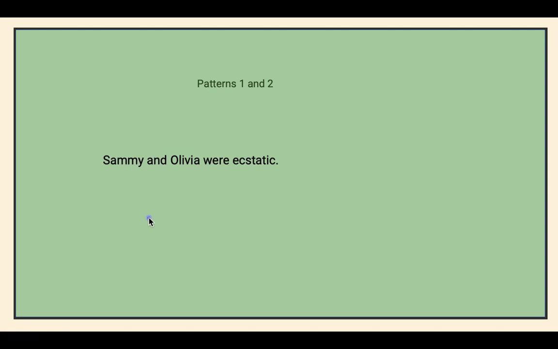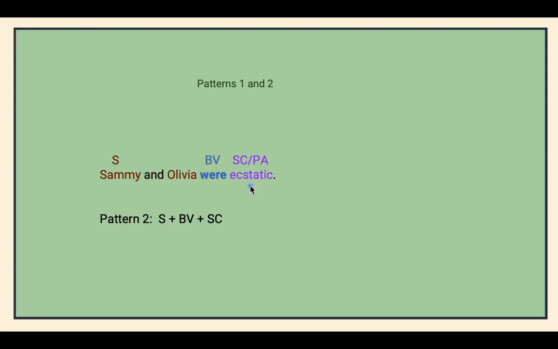Now let's go back to the beginning of our sequence. Start with the verb. Next, the subject. In this case, it's compound. Sammy and Olivia are both the subject. Once we have the subject, we need to see what our be verb has linked to. A predicate adjective. Because this ends with a subject complement, we have pattern 2.